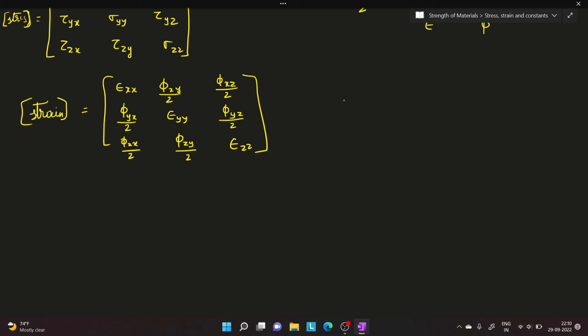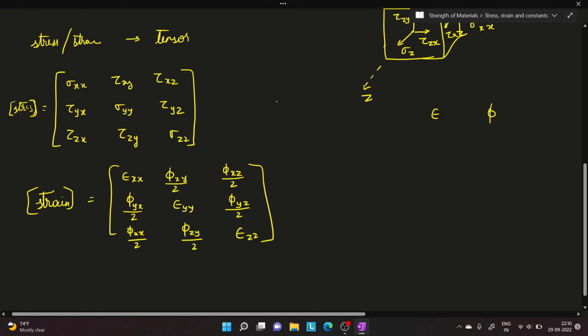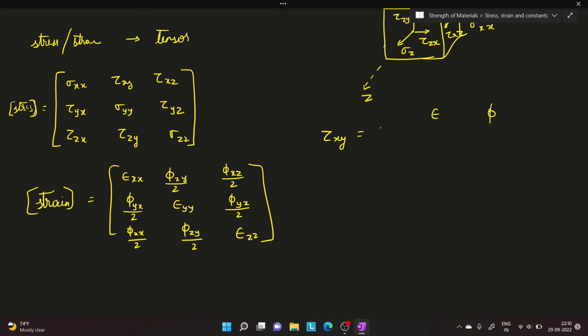So here a point to note is, in both x and y we are going to have tau xy is going to be tau yx, and for all the other directions as well, even in this shear, so we are going to have phi xy is going to be phi yx, right? So this is going to be a symmetric matrix.